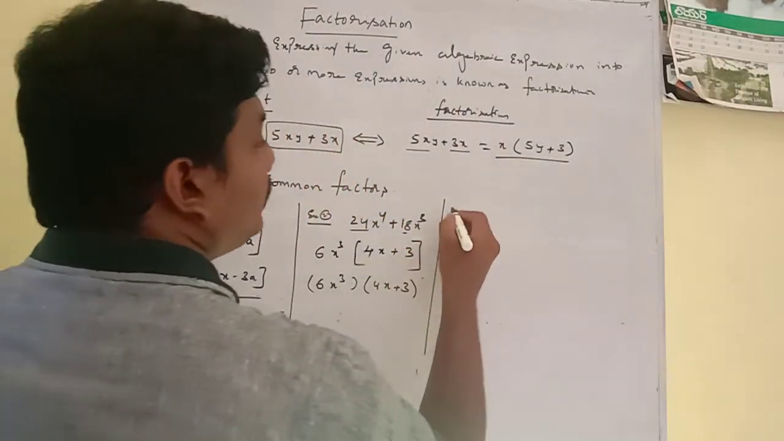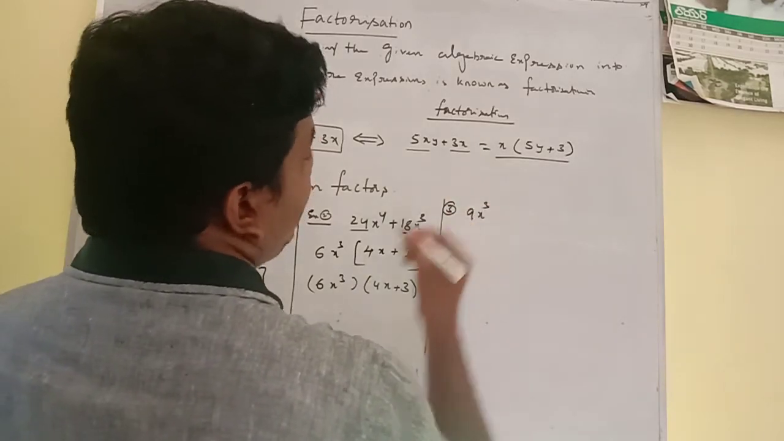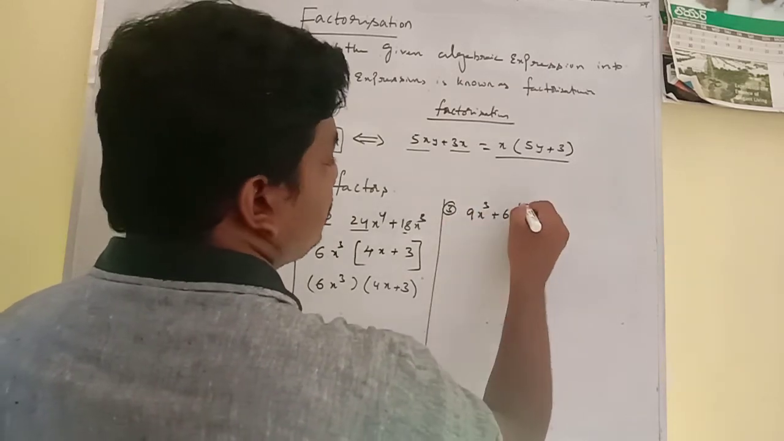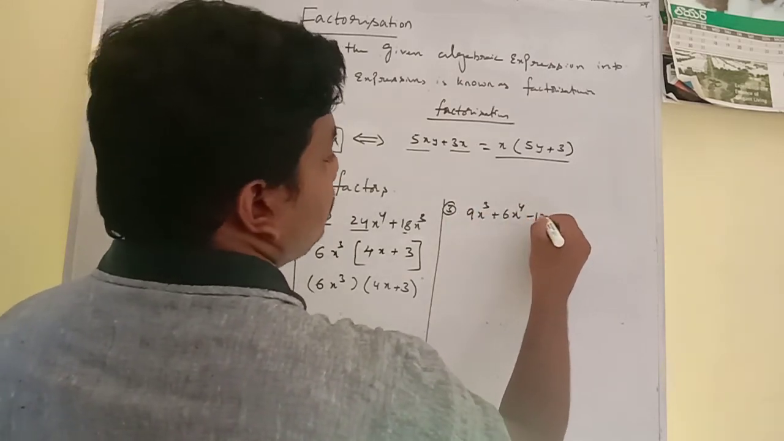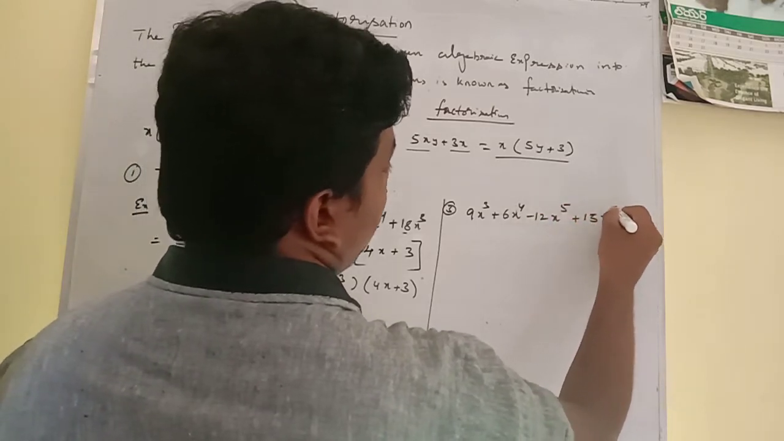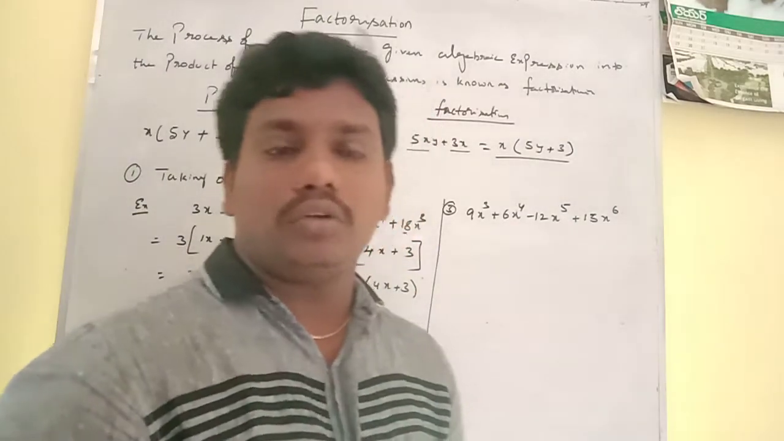Now let us see one more example here. Third example, you can see 9x cube plus 6x to the power of 4 minus 12x to the power of 5 plus 15x to the power of 6. Let me see, 4 terms. So how to factorize this one?